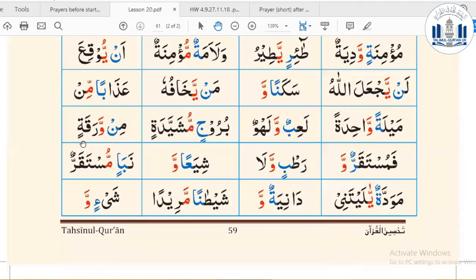tin. Mewa. Mewa. Raqatin. Tin. Well done. Excellent. Really nicely read. Okay, let's move on to the next one. Over here, do you understand why we produce the nasal sound? Yes. Okay, perfect. Let's move on to the next one.